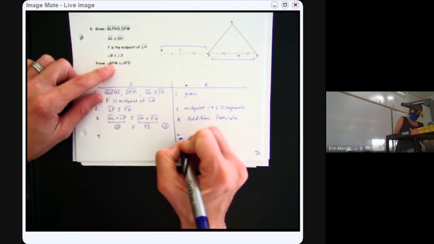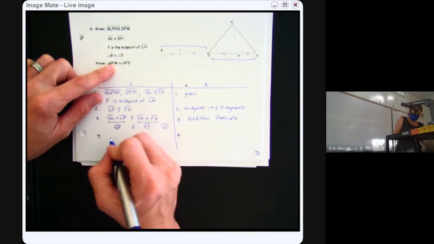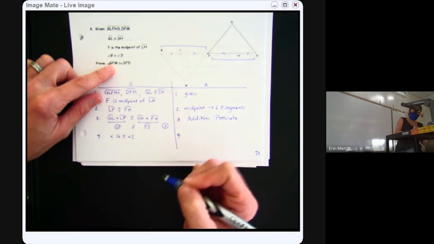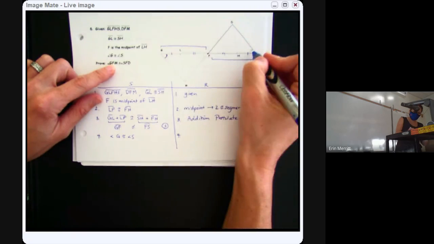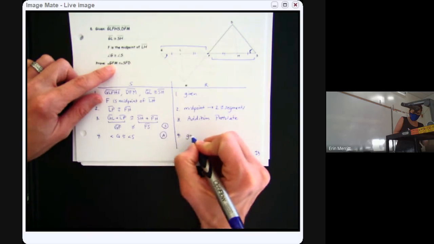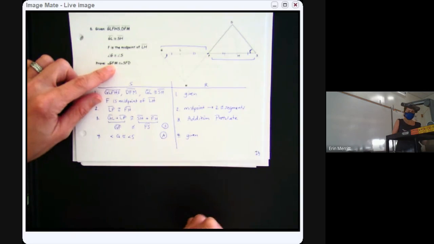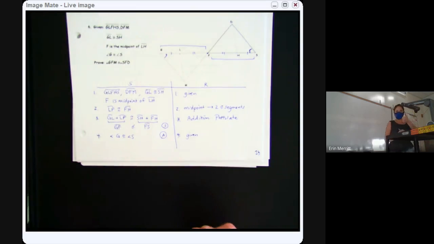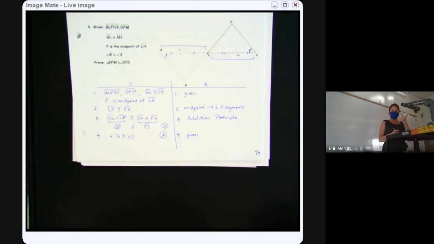We have one more given we haven't used yet, and that is angle G is congruent to angle S. So when you look in the picture, G congruent to S, that's a pair of angles in the triangle. Thank you very much. That's a given. All right, at this point, you've run out of all those givens. So you're looking for either reflexive or you're looking for vertical angles.